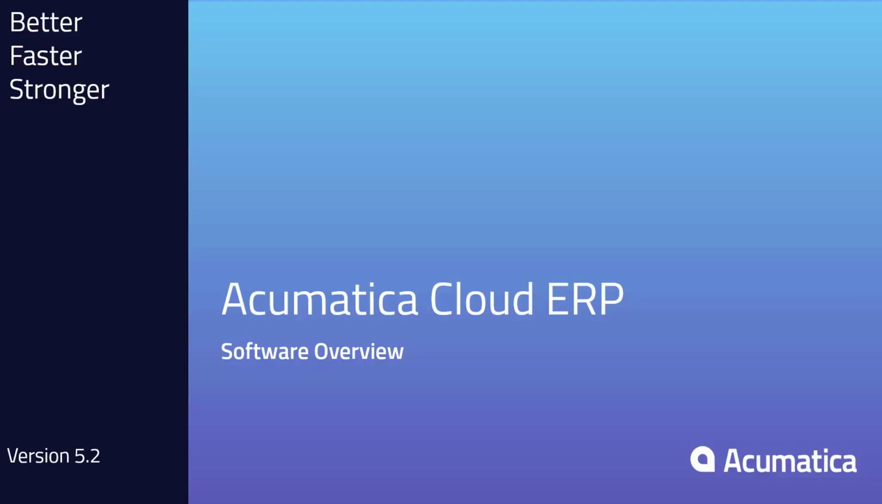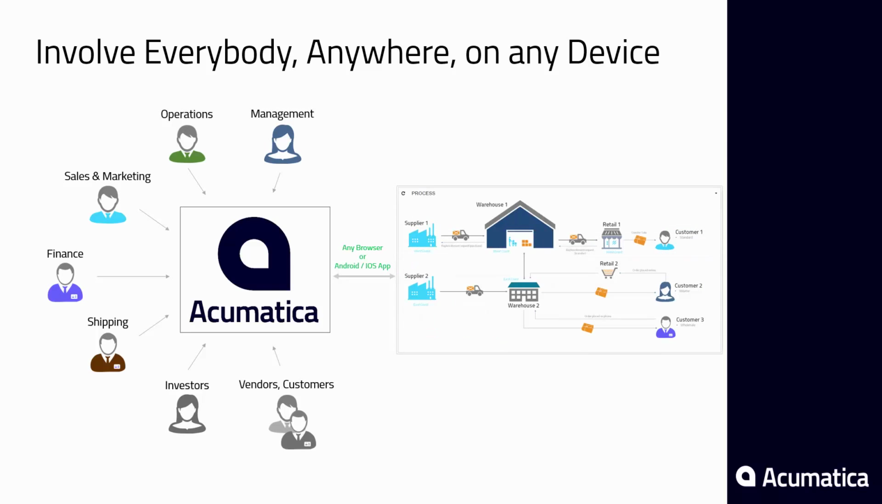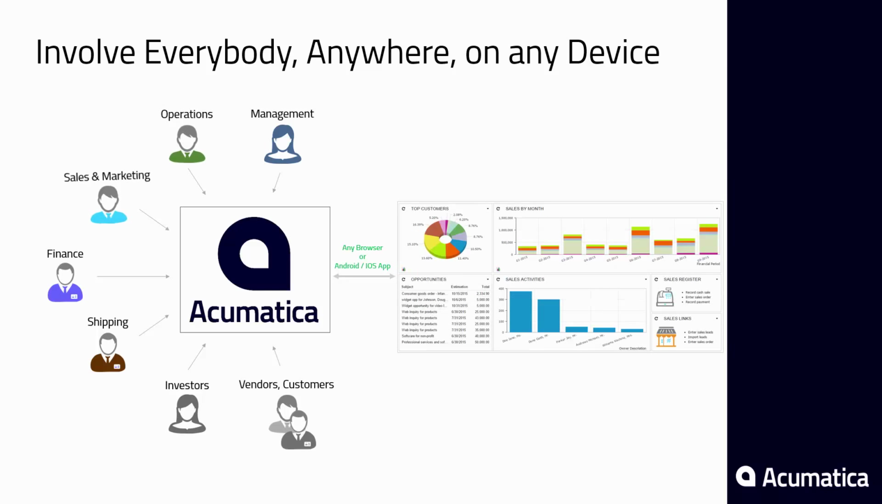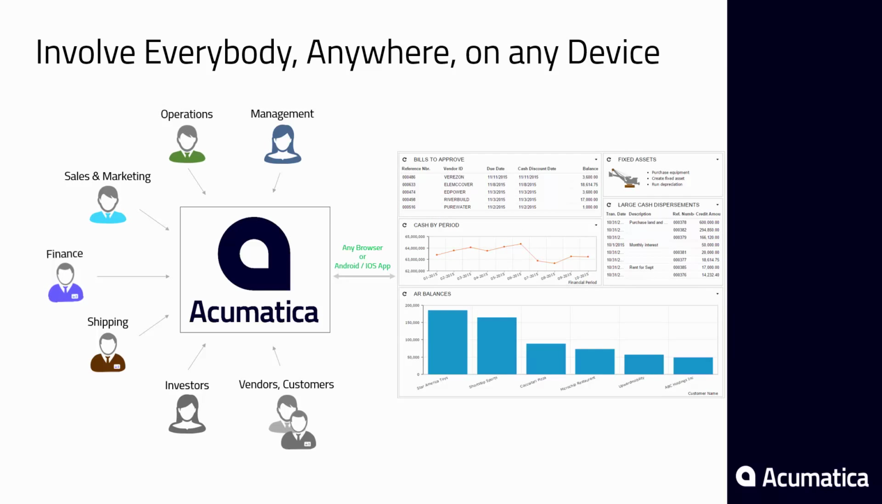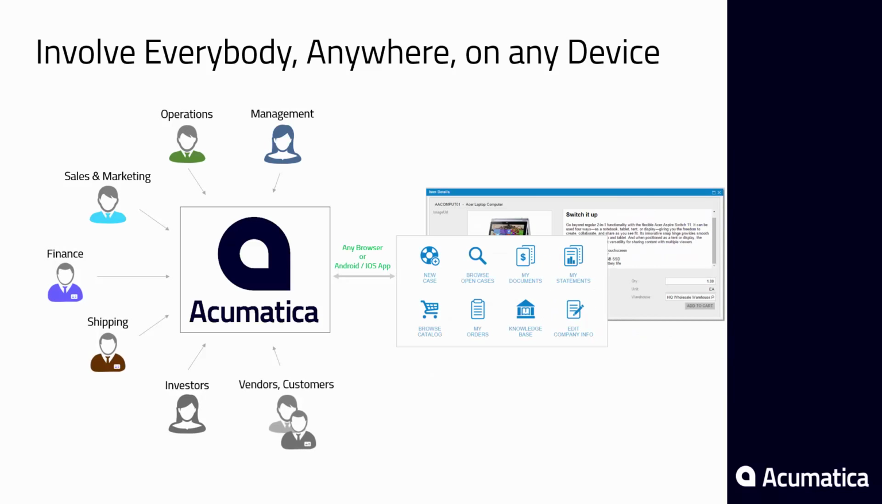Acumatica Cloud ERP Software. Acumatica uses the power of the web to involve everybody in business process automation. Using Acumatica, employees, contractors, customers, and external partners can collaborate using any device with a web browser. Users can create personalized dashboards that pull real-time information from sales, shipping, accounting, payroll, and other business processes.